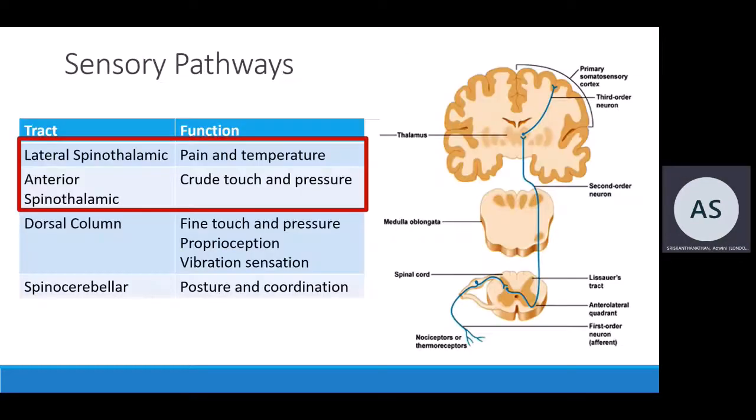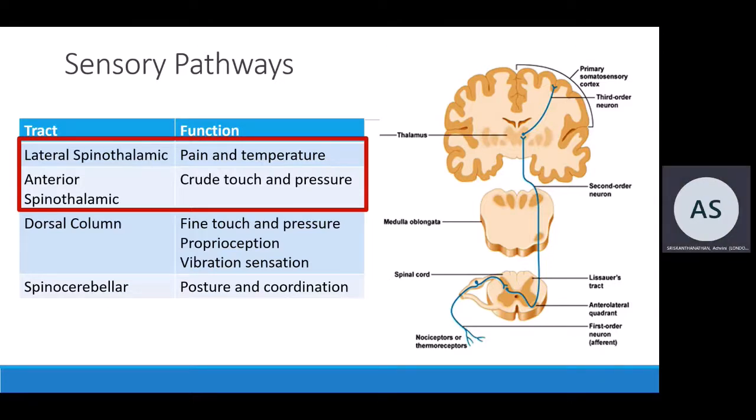So going on to the sensory pathways, we'll start off with the spinothalamic tract. Your lateral spinothalamic tract is your pain and temperature sensation, and your anterior spinothalamic tract is your crude touch and pressure. So you can see that the sensation here is picked up by your nociceptors or your thermoceptors. This then travels in through the dorsal root ganglion, and synapses in your dorsal horn here.